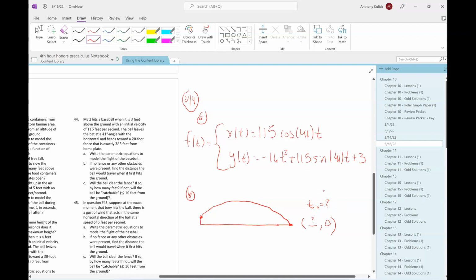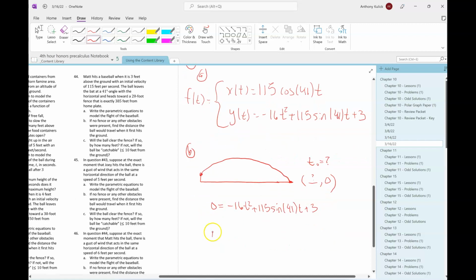Okay with that? Yeah. The negative 16, it's part of the formula. Okay. So to solve for the t, I'm just going to plug 0 in for y, and then we'll just use the quadratic formula to solve for t, since that's a quadratic equation.